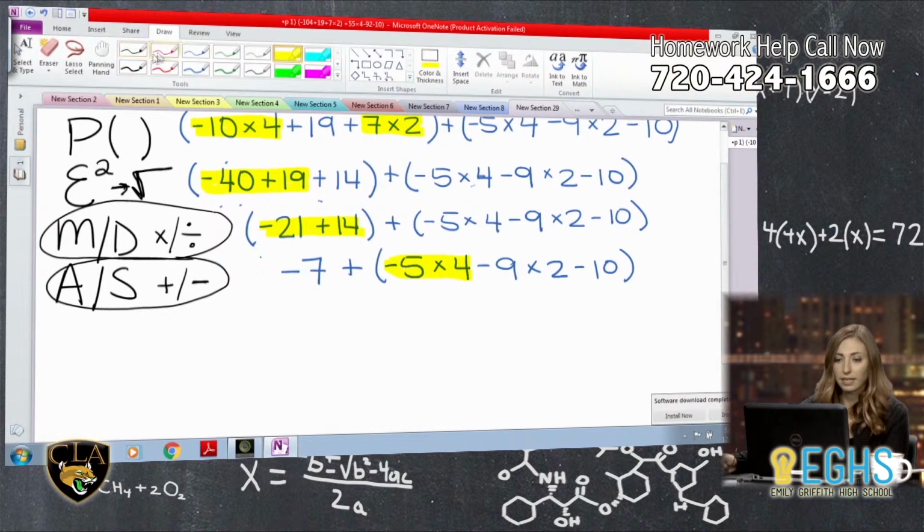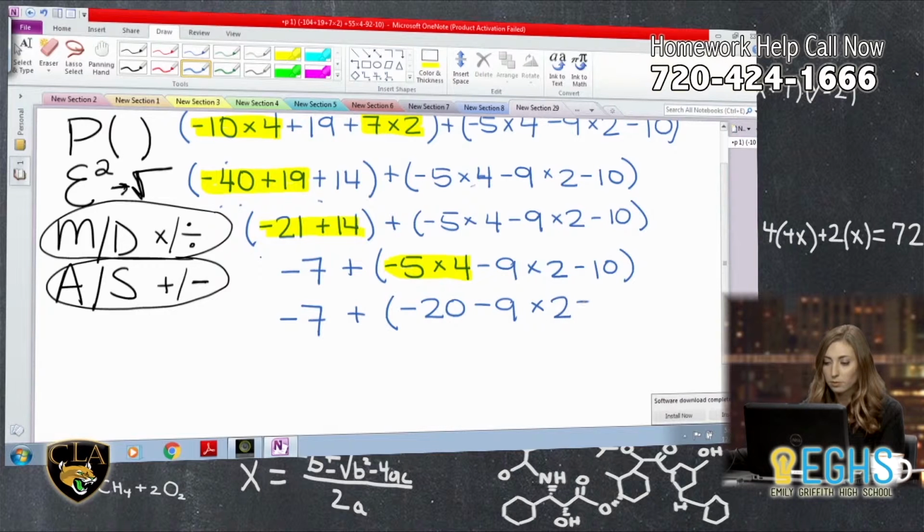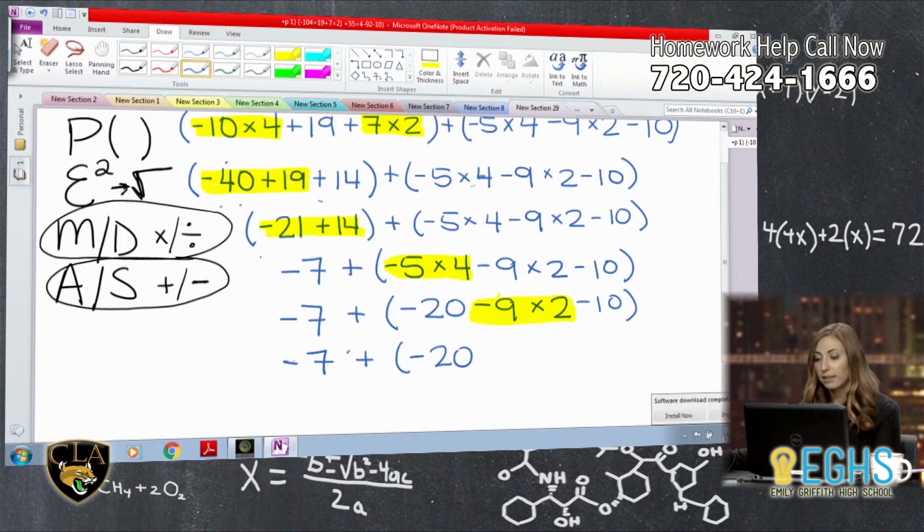So I'll start with this negative 5 times 4. I'm going to rewrite my 7 and then do my negative 5 times 4, which is negative 20, minus 9 times 2, negative 10. I still, you may notice, have another multiplication problem in here. So I'm going to think of this minus sign as a negative. And so I have negative 9 times 2. So I've got 7 again, rewriting. Negative 20, rewriting. And then negative 9 times 2 is going to give me negative 18. So I'm going to call that a minus 18.